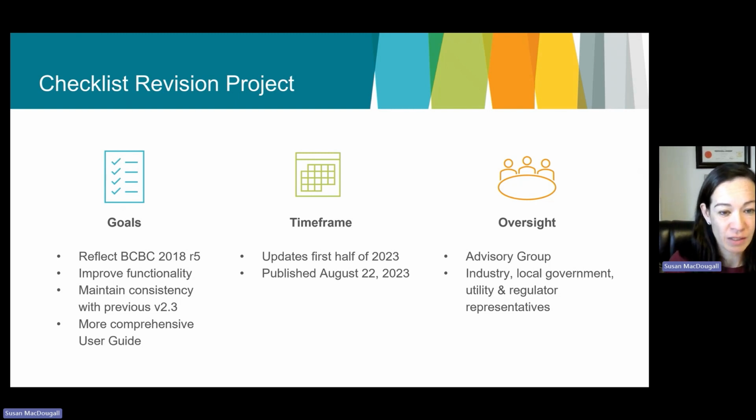In addition, we were asked to improve functionality in some areas. However, overall, we were requested to maintain consistency with the previous version of the checklist 2.3. Another thing we were asked to do was provide a more comprehensive user guide. So the updates to the checklist were made in the first half of 2023, including a public review period where users and jurisdictions could give us feedback on the changes that we'd made. And then the official version was published in August of 2023.